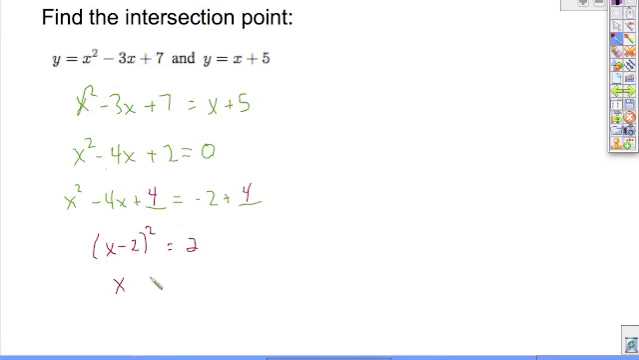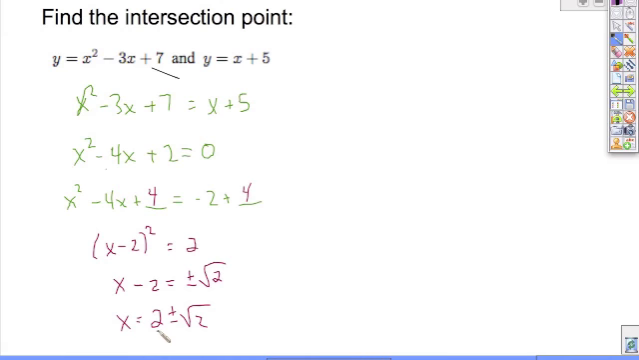And now I can square root and then isolate x, remembering the plus or minus. So I have two values of x that work. Now I need to find their corresponding y values. I'm going to substitute into one of the original equations, and personally, I'm going to use the linear one as opposed to the quadratic. Little less work to do.